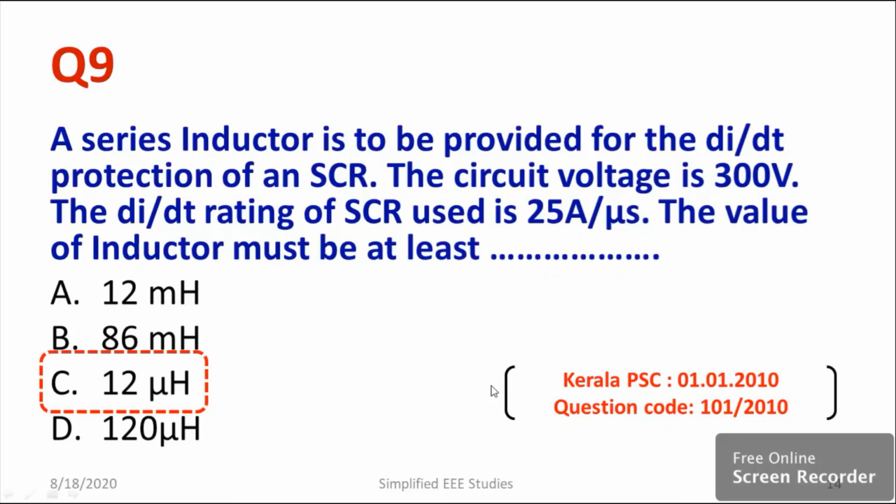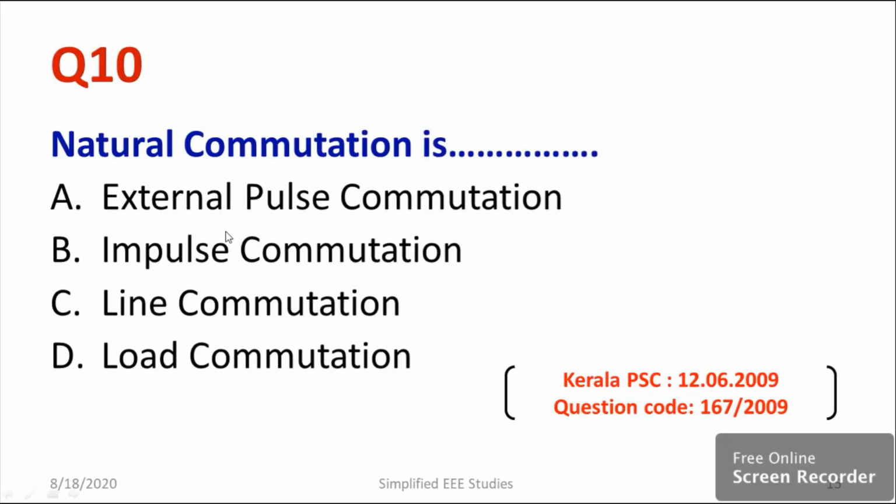Now I would like to discuss the next question. The natural commutation is dash: external pulse commutation, impulse commutation, line commutation, and load commutation. Commutation is nothing but the method of turning off an SCR. Here, natural commutation is nothing but line commutation.